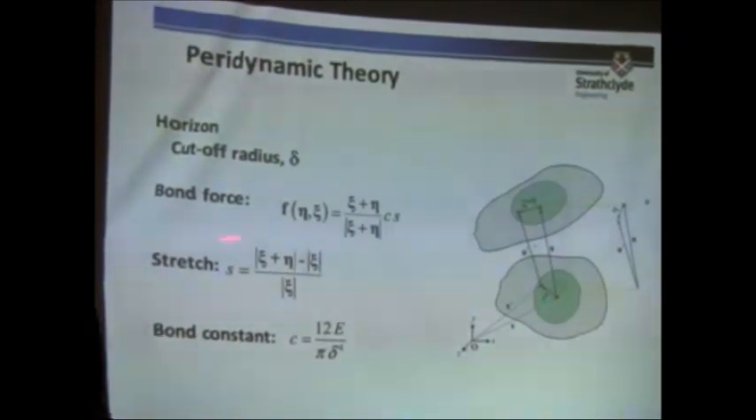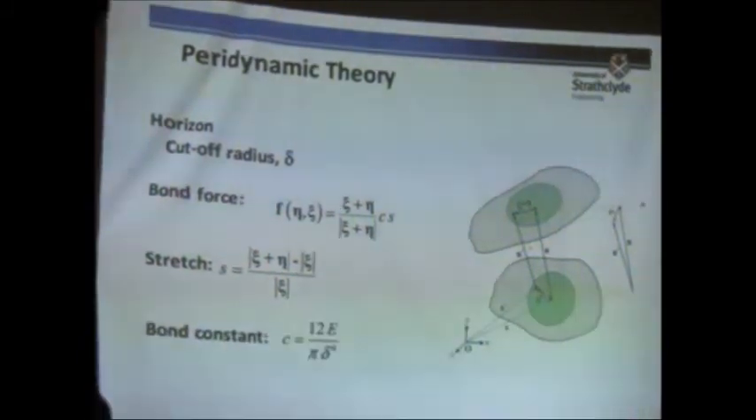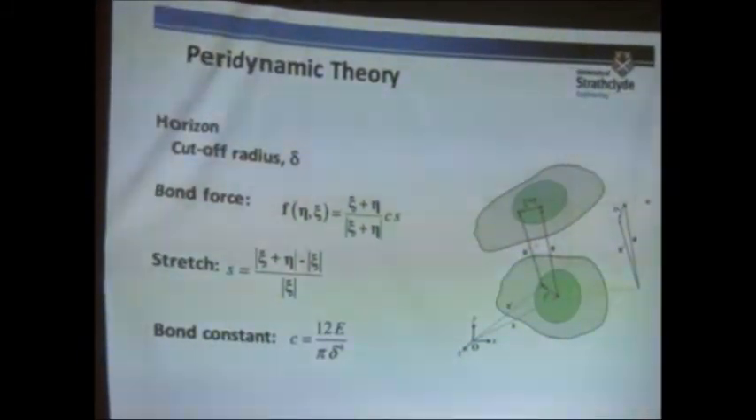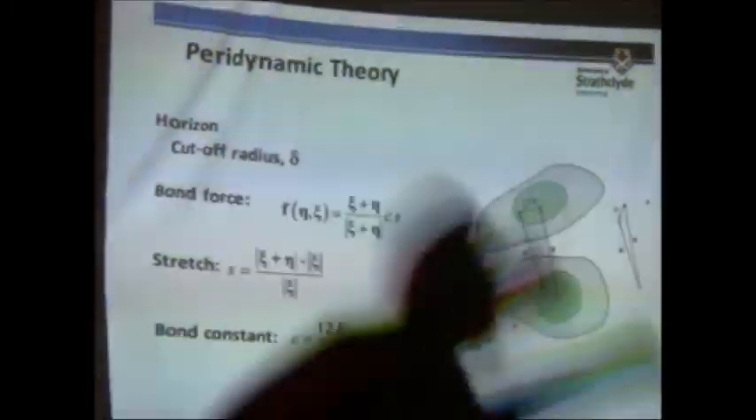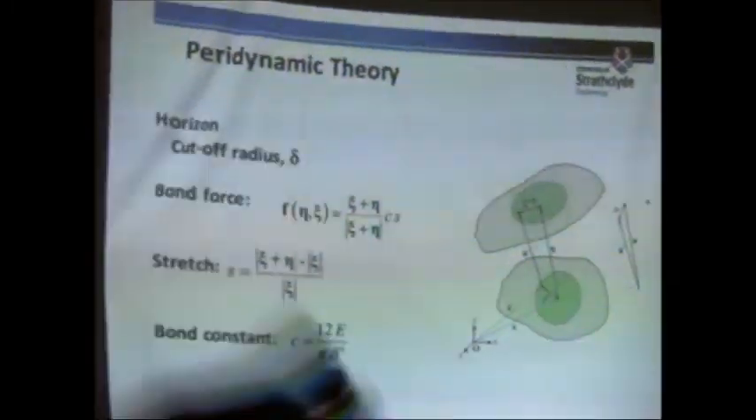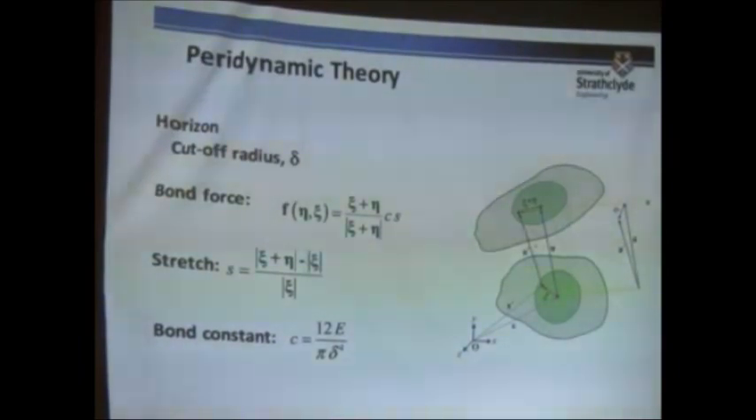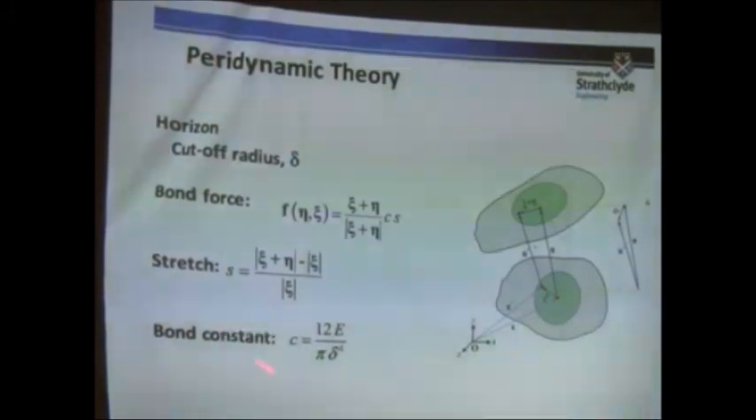How about this bond force between two points? Actually, for a linear elastic isotropic material, you can consider this bond force as a spring force. But we are just writing this in a slightly different form. So instead of using a spring constant, we are using something called a bond constant times stretch. But as I said, it is very similar to a spring force. So how about the stretch?